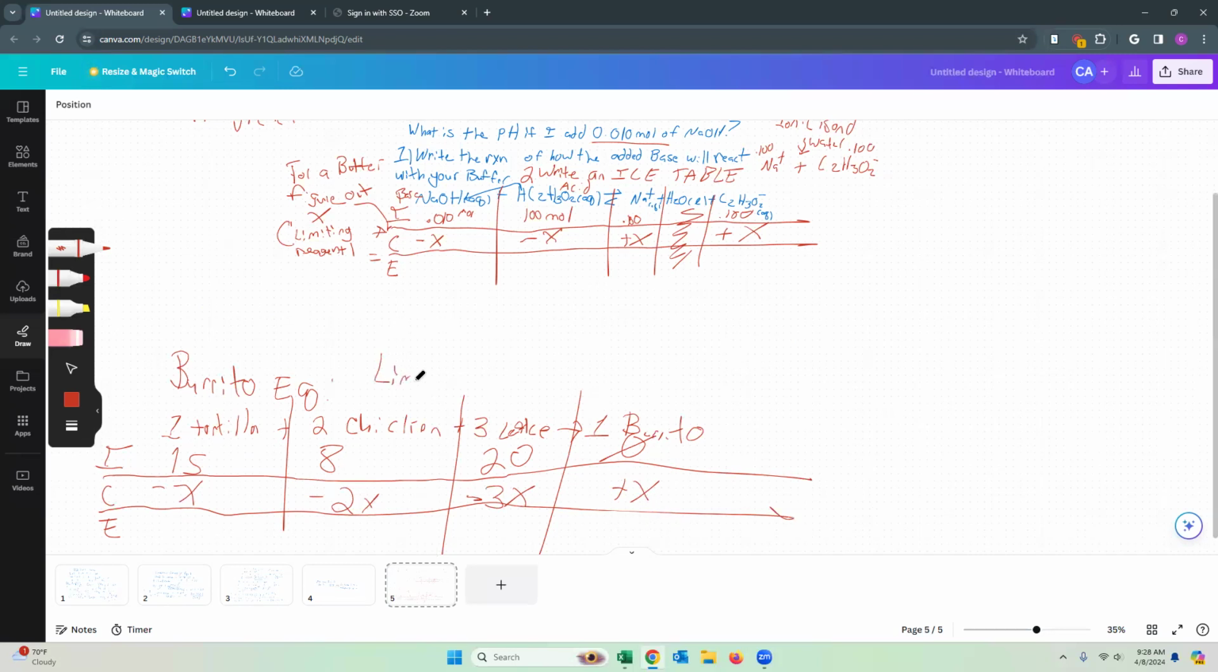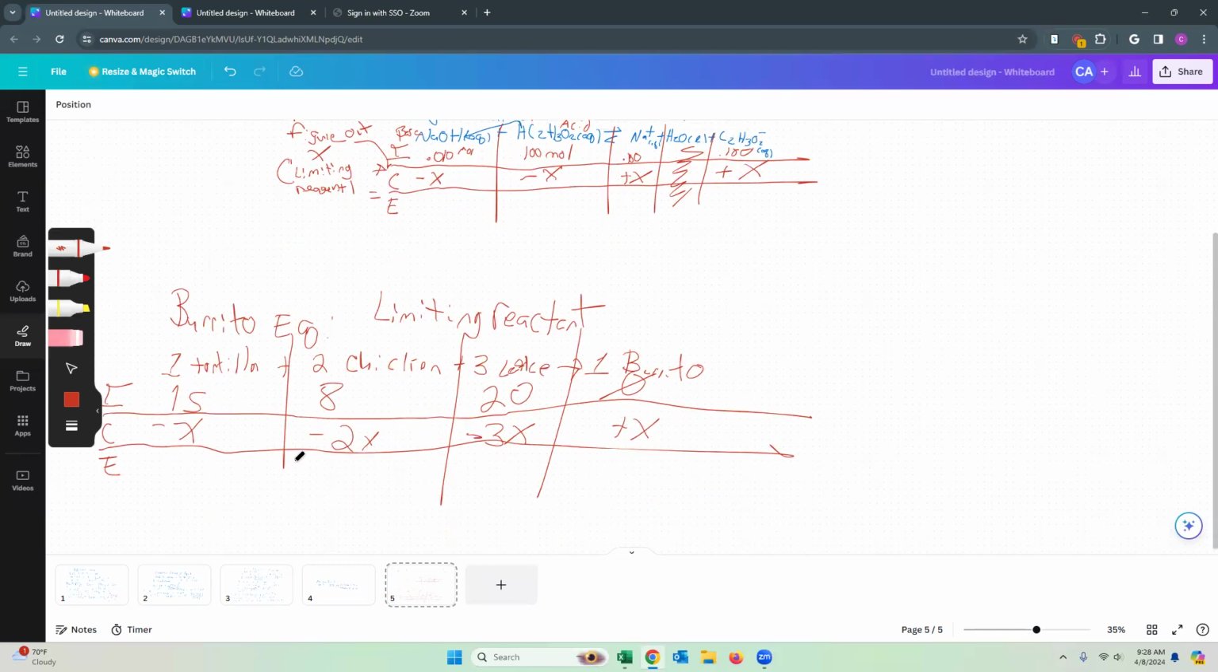So the question is, at equilibrium, how many burritos do I make? Again, this is a limiting reactant problem. All right, so which one runs out first? The tortilla, the chicken, or the lettuce? And the answer is the chicken. That's my limiting reactant. I can use all 8 of my chickens. So if I use all 8 of my chickens, I would have 0 left over. 8 minus 2 times 4 is 0. So X is 4, because that's the thing that runs out first.